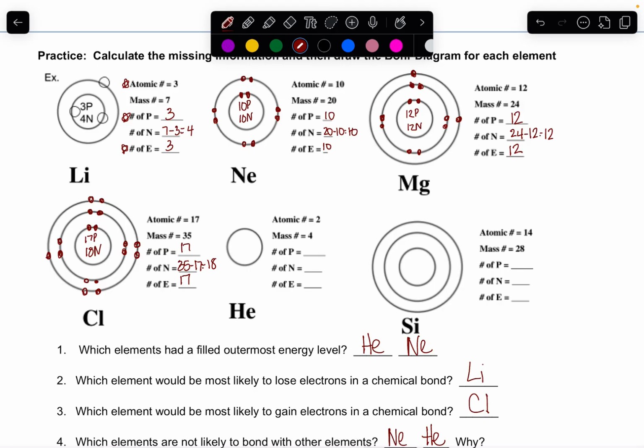Helium, I have an atomic number of 2, which means 2 protons and 2 electrons. My mass is 4 minus 2 protons, gives me 2 neutrons left. I put my 2 protons and my 2 neutrons in the middle, and I place my 2 electrons.